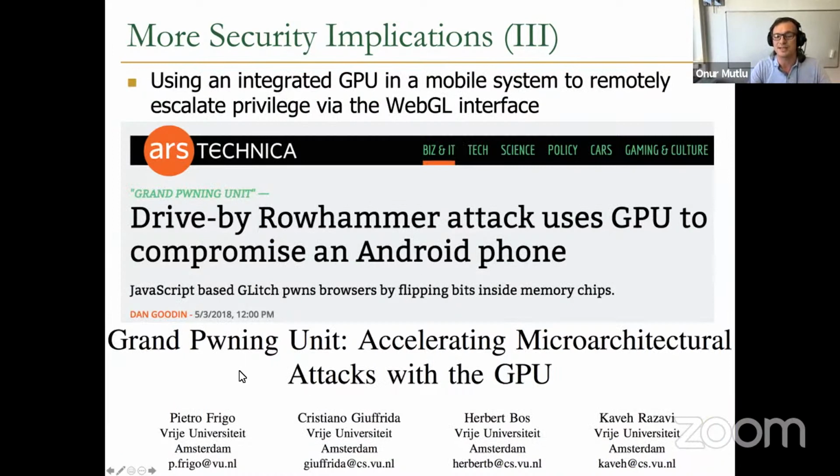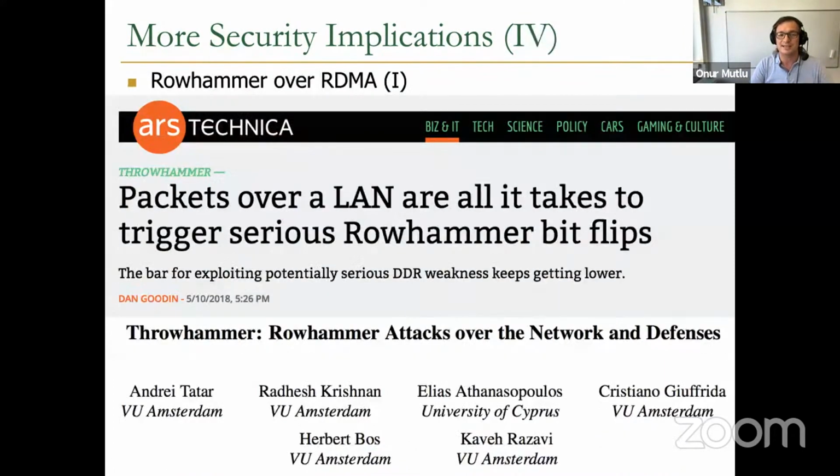People have shown that you can do these attacks using GPUs. We will cover GPUs partially in this course later, but you can see that a GPU has a lot of power because it has a lot of cores. You can actually do a lot of accesses to the memory at the same time, meaning that you can do a lot more activates than you could do in a multi-core CPU, for example. So you can accelerate these attacks when you do them with a GPU. And you can also do these attacks over the network through the RDMA, Remote Direct Memory Access engine.